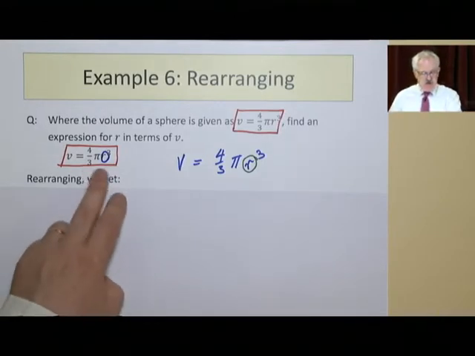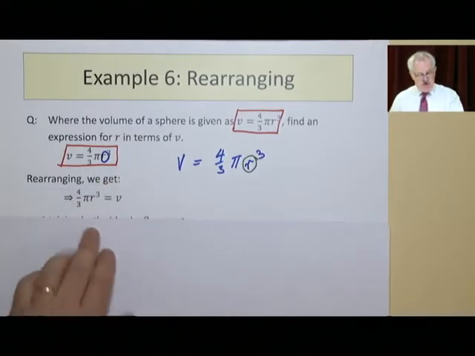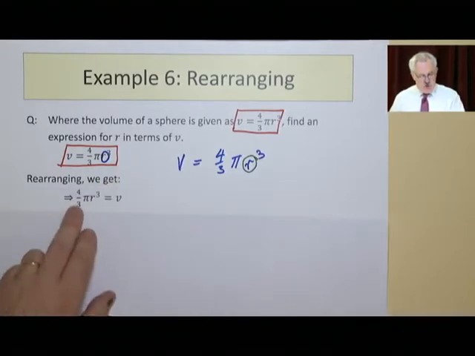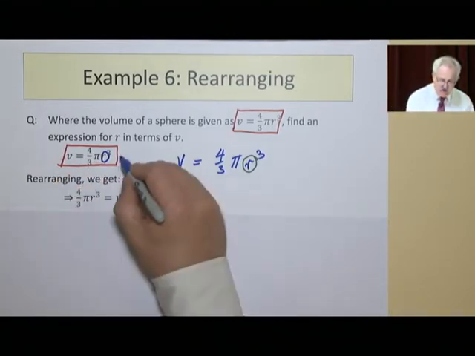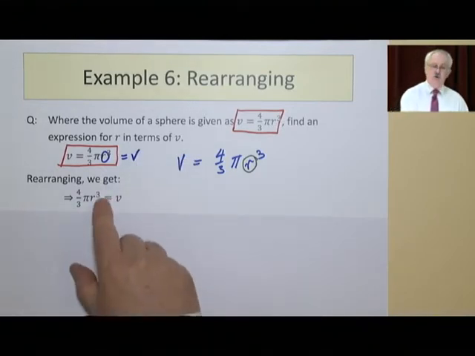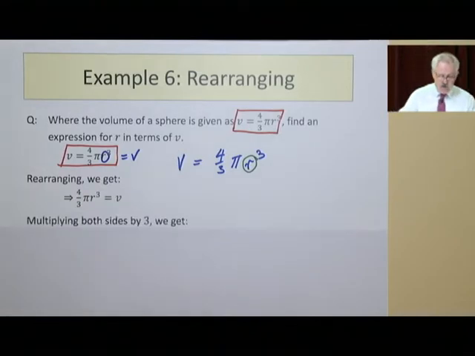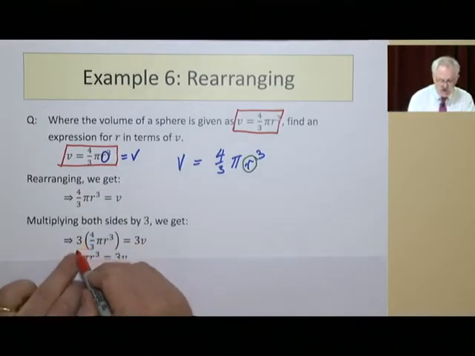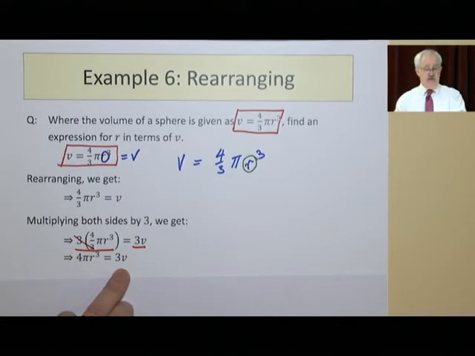Well, the first thing we say is, well, R is not great because it's on the right-hand side, so we may just flip it. So 4 over 3 pi r cubed is V. Because if V is this, we can say it's also equal to V. So we can write the equation like that. Now at least r cubed is on the left-hand side. 4 over 3, dividing by 3, don't like. I'm going to multiply by 3. So 3 times it is 3 times it. And that gets rid of this. Now I've got 4 pi r cubed is 3v.